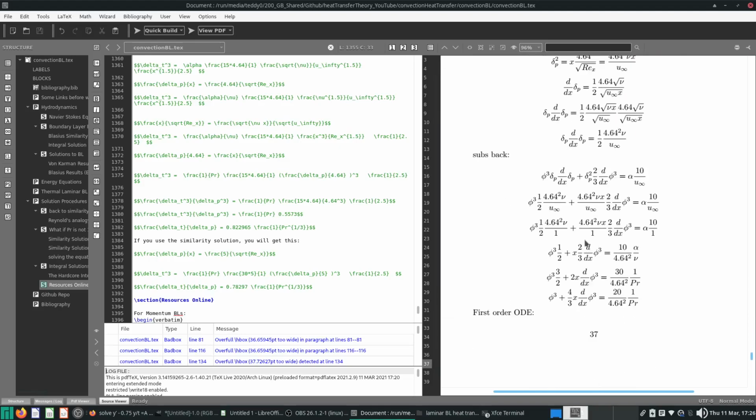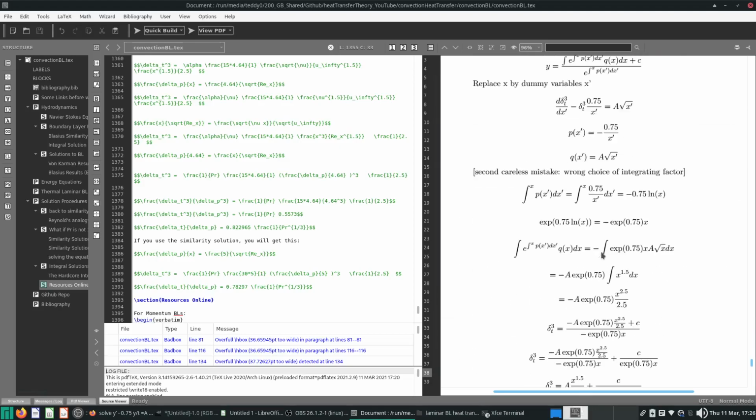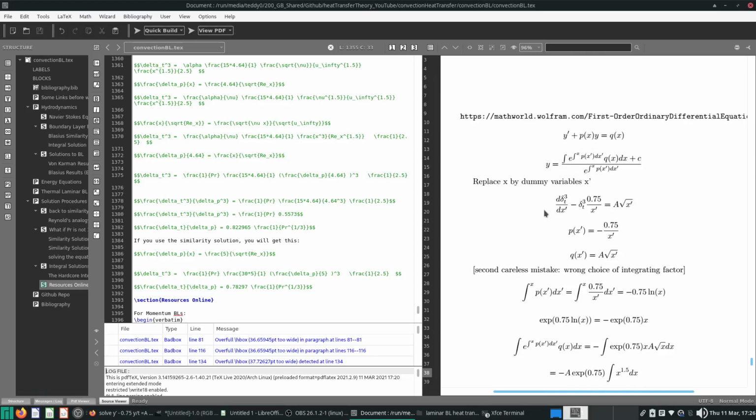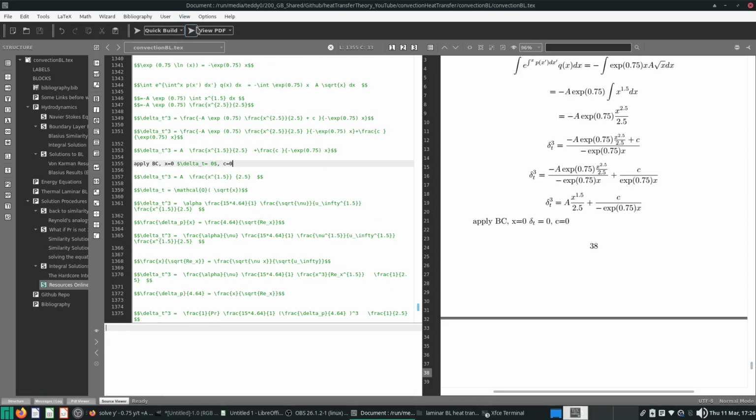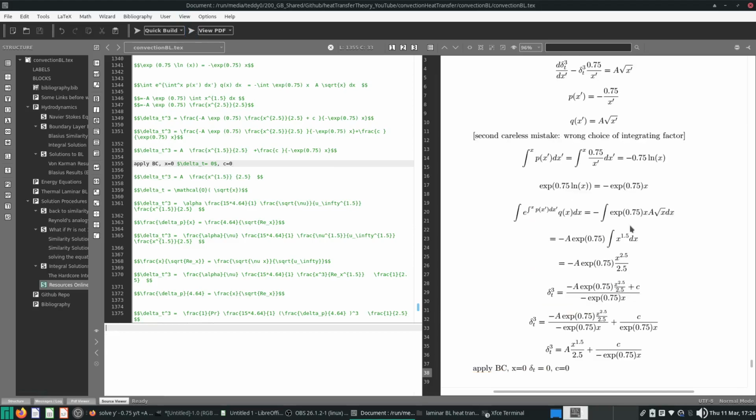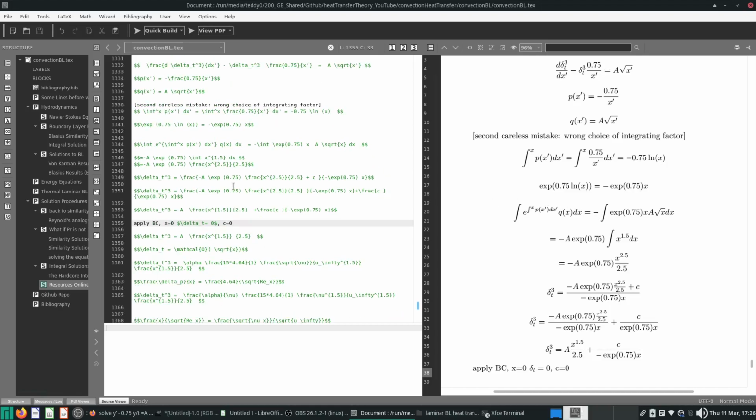Ignore this first, I'll explain in a bit. Secondly, I think I did the integral equation wrongly. Why was this wrong? Let me explain. Yeah, so this is the careless mistake here.